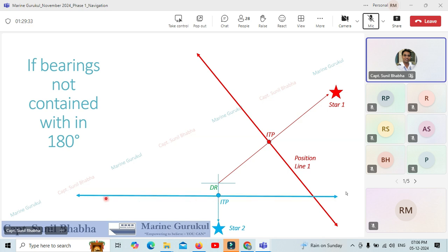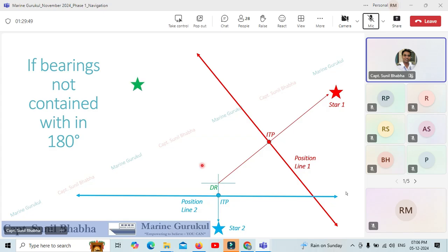So let's mark the PL. You can see the number 2 PL, the blue color PL, coming up. It is passing from the ITP and it is perpendicular to the azimuth of the star. This is position line number 2.